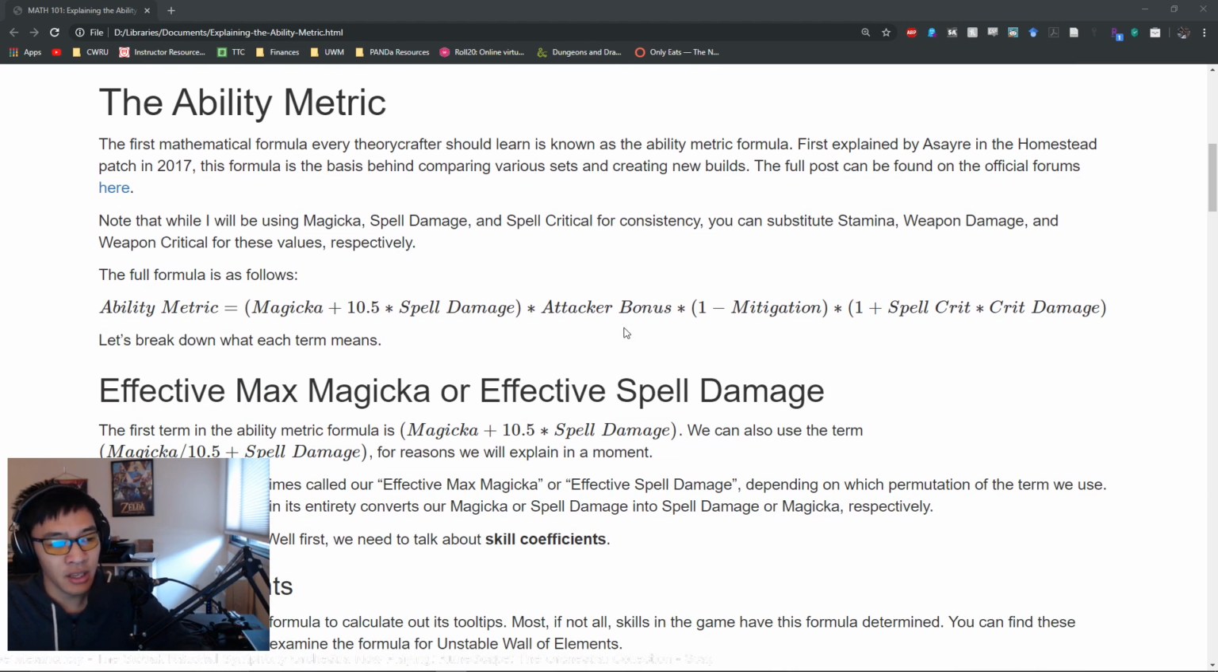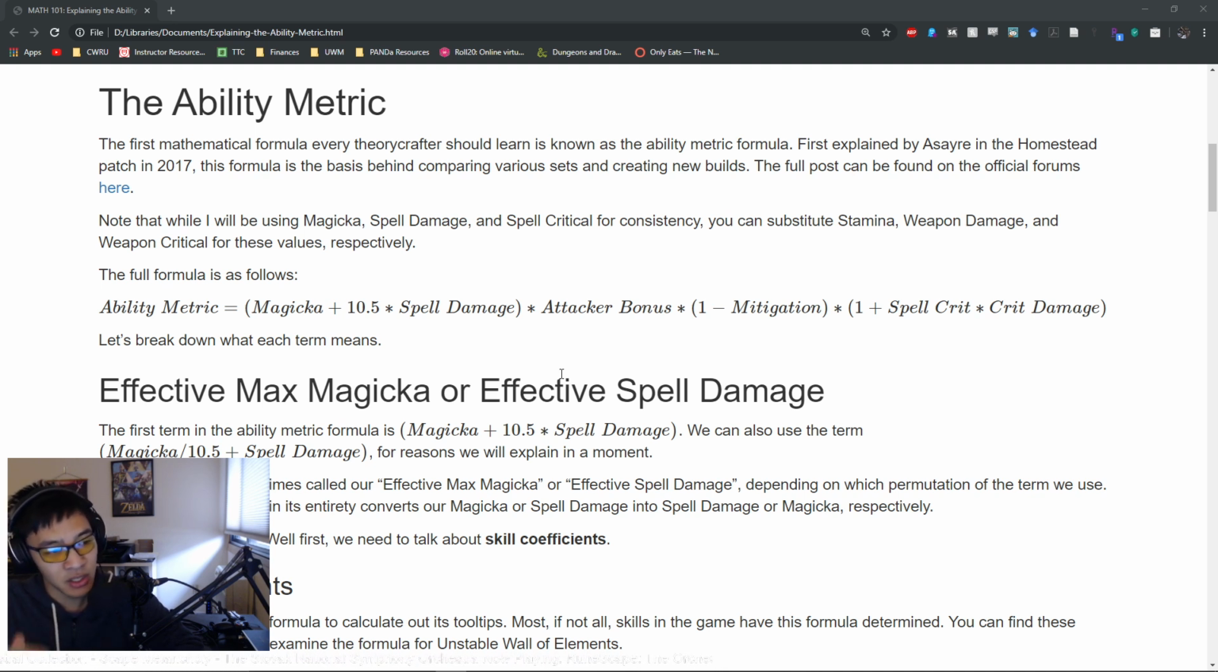What we're interested in is exploring what's called the ability metric. This is a mathematical formulation that was first explained by a player called Asair back in the Homestead patch in 2017, about 2 years ago. Once One Tamriel came around, the patch right before Homestead, the ability metric was published first on Tamriel Foundry and then on the official forums. It was cleaned up a little bit in Homestead, and since Asair doesn't play anymore, the work has been continued by several other players to update the ability metric.